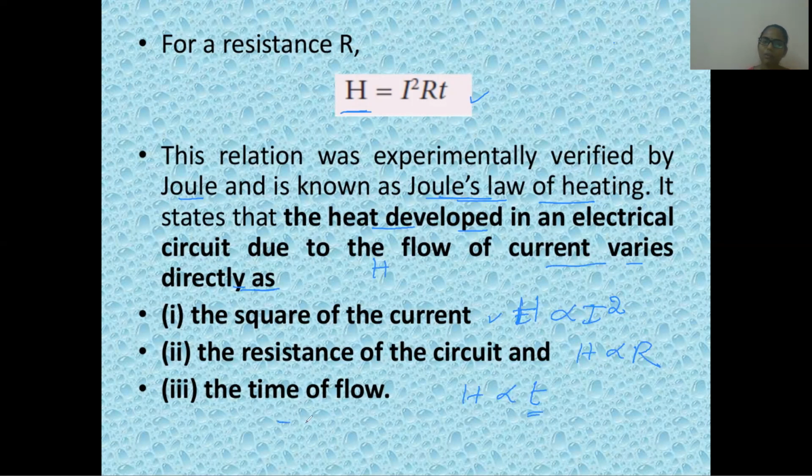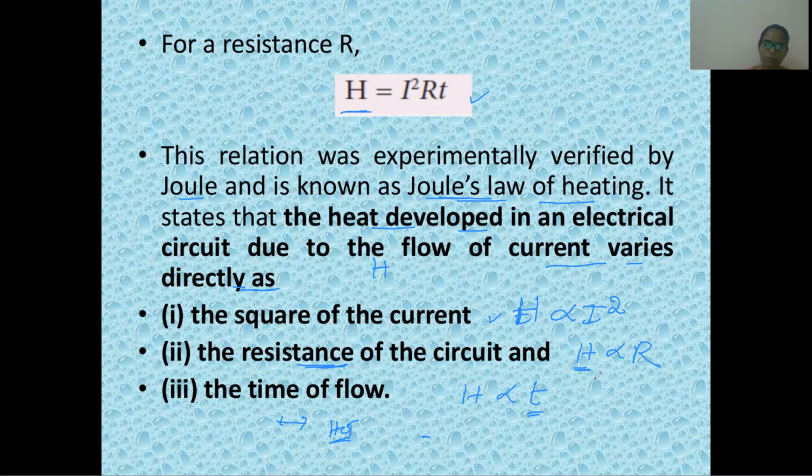If the electrical appliance works for more time, then more heat will be liberated, right children? If it works for less time, there will be less heat. If resistance is high, the heat generated will be high. That is why you use good conductors. If you use bad conductors, what will happen? The heat energy liberated is very high.